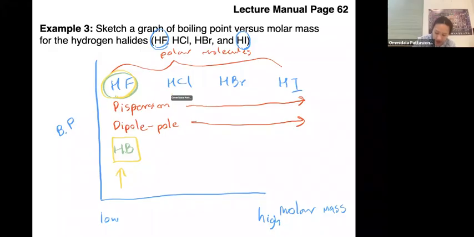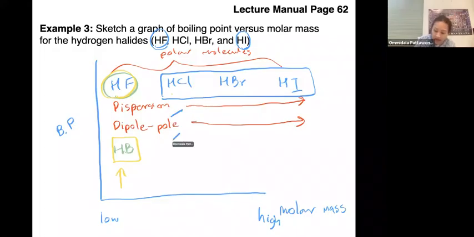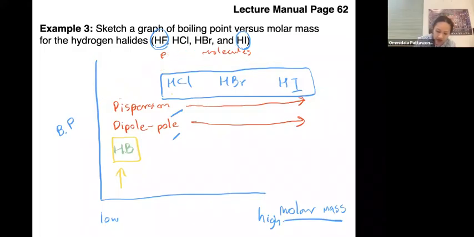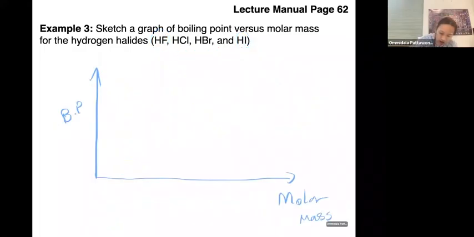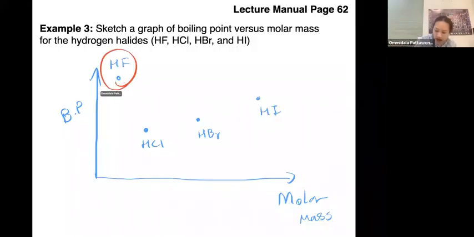Now, because HCl, HBr, and HI have the same type of IMF, the next thing you're going to look at is molar mass. The higher molar mass would have the stronger IMF, therefore the boiling point would be higher. So if I plot this graph, the correct graph would look like this. HF would be right here because it has the strongest IMF, followed by HCl, followed by HBr, and followed by HI. Note that HF would still have a higher boiling point than HI in this case.